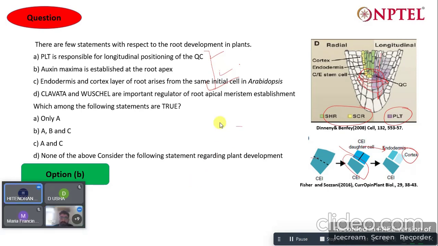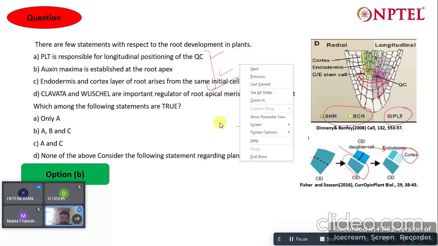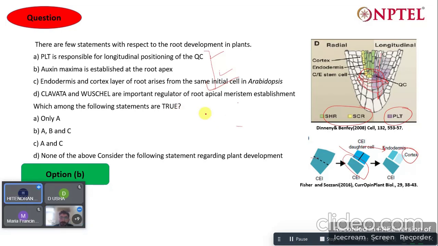Actually, I have one doubt, sir. Auxins are also synthesized in the shoot apex, right, sir? So is auxin also established in the root apex? I'm asking whether auxin establishment takes place in the shoot apex also, and also in the root apex, or only in the root apex, sir? Okay, so you are asking whether the auxin maxima is maintained in the shoot apex also, or only in the root apex, right?